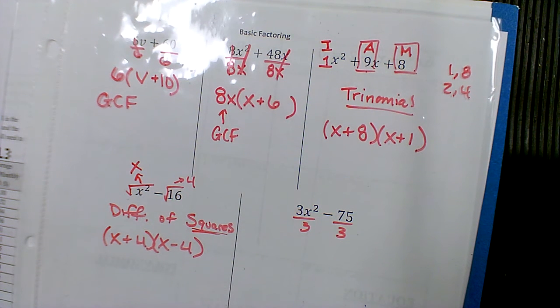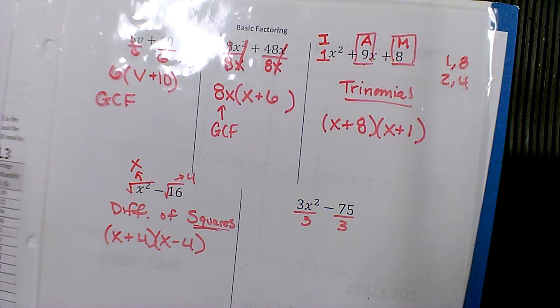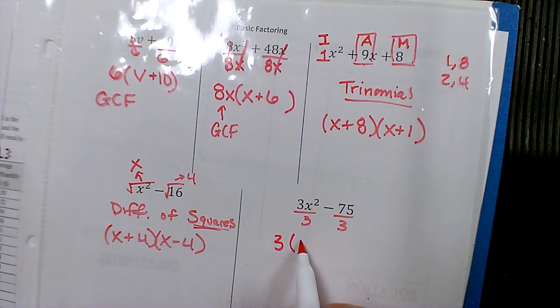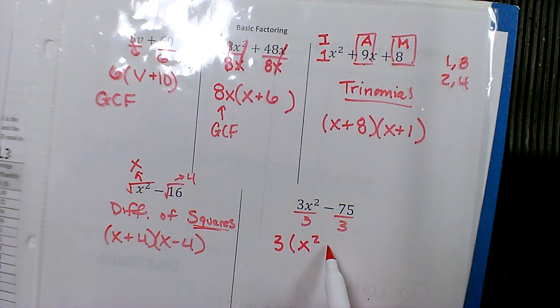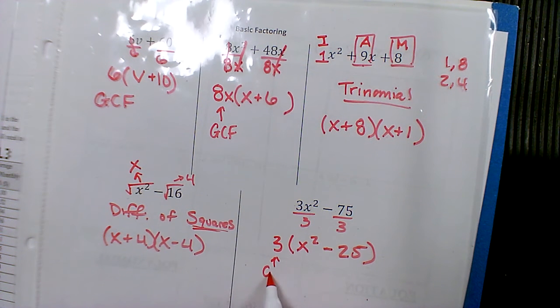Okay, if you take a look at those 2 terms, think about, can you make those numbers smaller or easier to work with? We can divide a 3 out, so that's our GCF. So we're left with x squared minus 25. All right, so there's one factoring technique. We use the GCF. Can we continue?